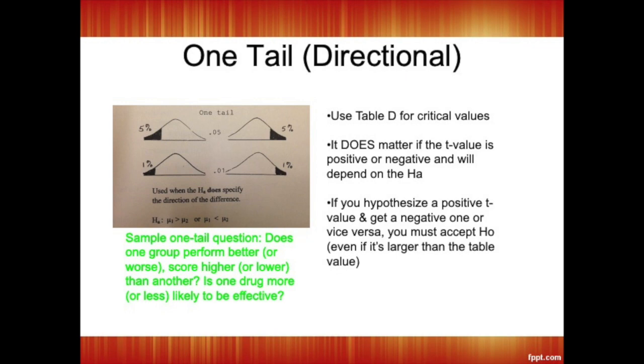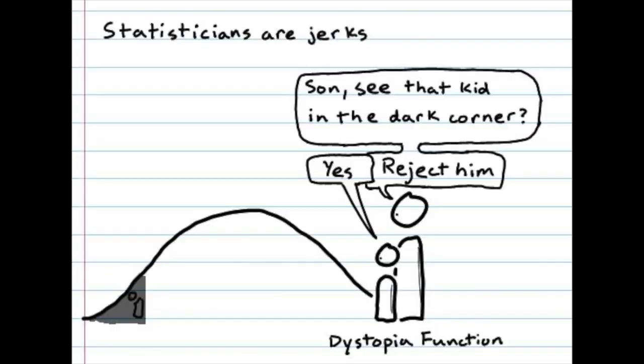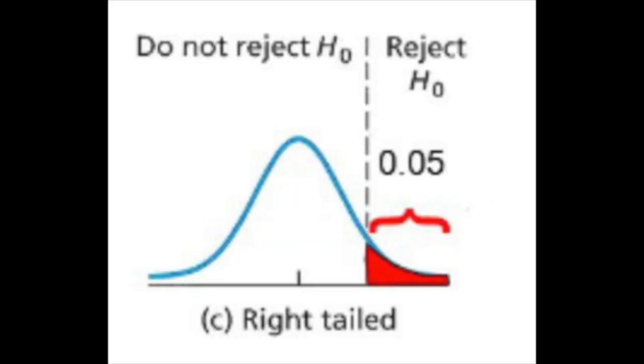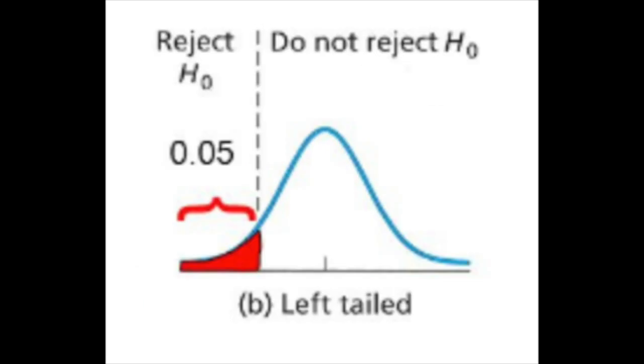So if I'm predicting one group to perform better, I'm predicting a positive t. If I'm predicting my sample to perform worse, I'm predicting a negative t. If I'm predicting my sample to score higher, I'm predicting a positive t. If I'm predicting my sample to score lower than the population, I'm predicting a negative t, and so on and so forth. So whichever t I predict, whether it be negative or positive, I have to make my critical values that same sign. So if my t-value is predicted to be positive, then I have to make my crit values positive. If I predict my t-value to be negative, then I have to make the values that I get off of table C negative.